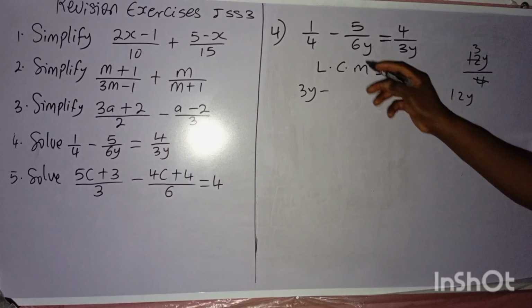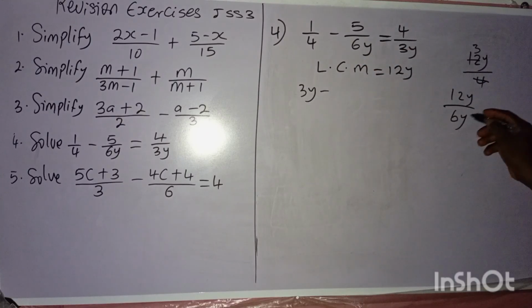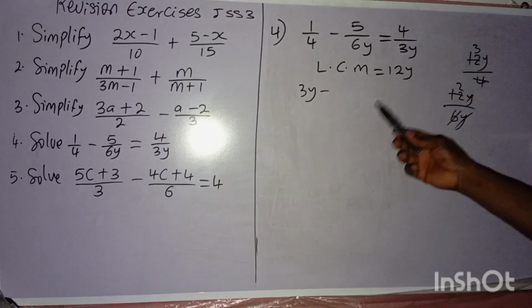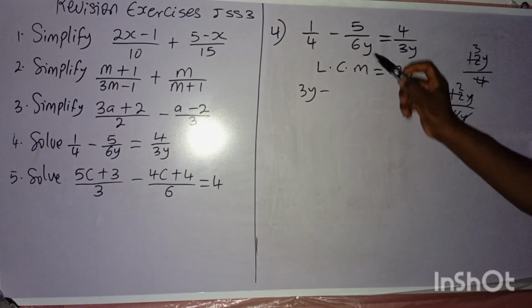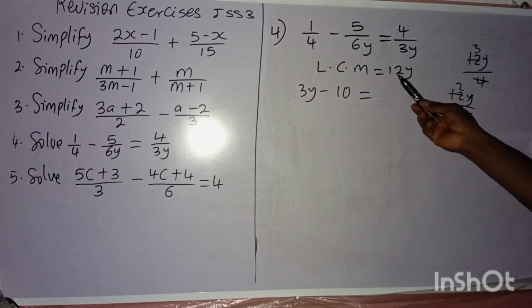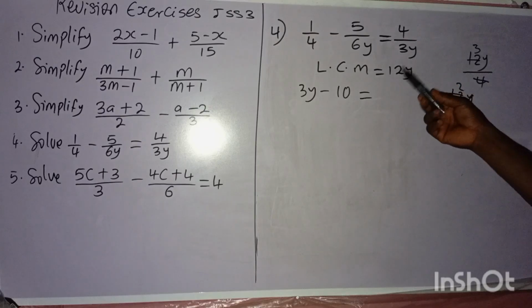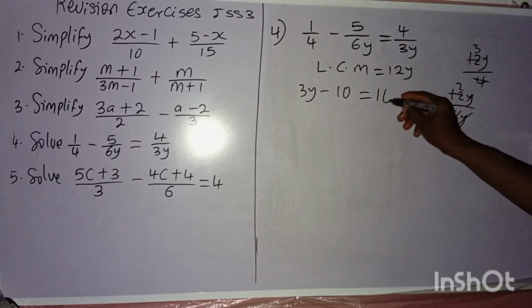12y divided by 6y. Here, y will cancel out y. Then 12 divided by 6 will give us 2, so we are left with 2. Therefore, 12y divided by 6y will give us 2. So 2 times 5 will give us 10. 12y divided by 3y will give us 4. So 4 multiplied by 4 will give us 16.